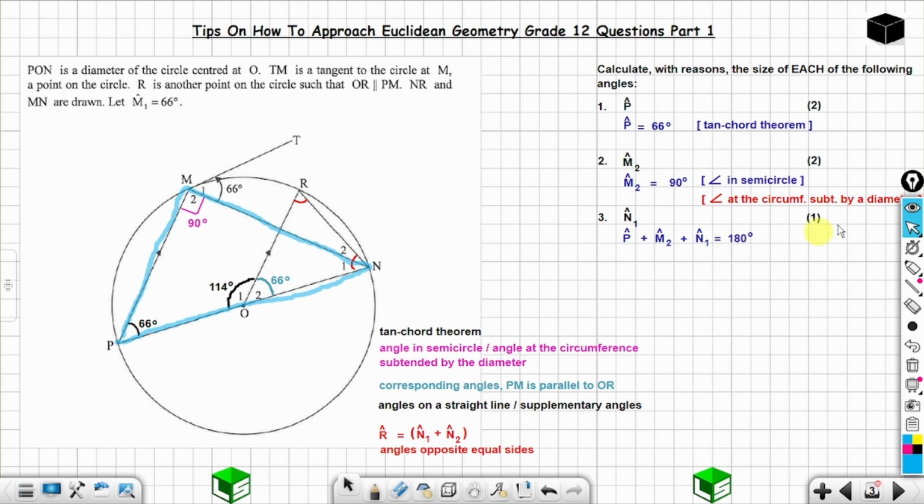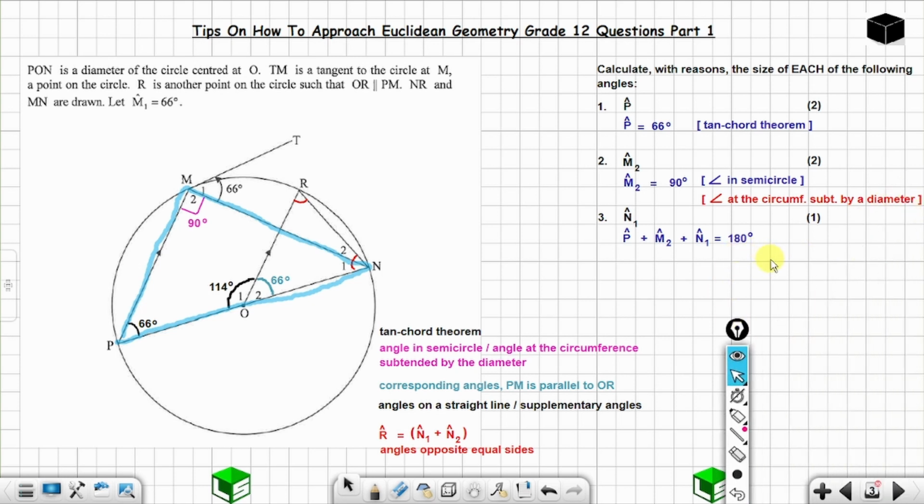So the reason is sum of interior angles in triangle MNP. Interior meaning inside. The sum of interior angles is equal to 180 degrees. This is the reason. This is how you can give the reason: sum of interior angles in triangle MNP.